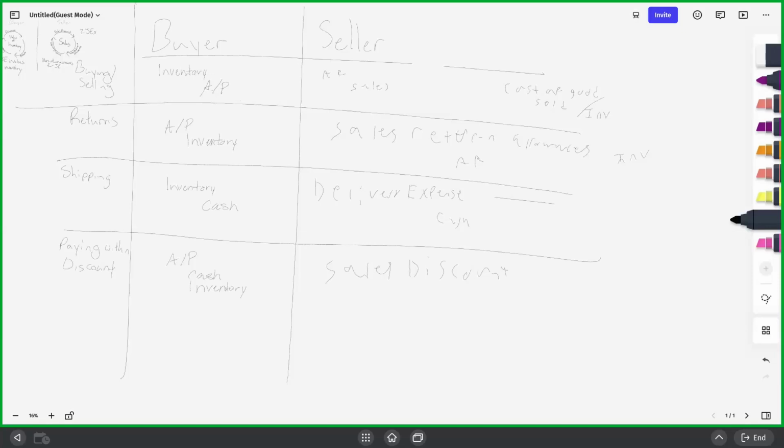Is it cash? Not cash, cost of goods sold. Because you have to think about it, there were two of them. Yep, for these two specifically, for buying and selling your returns, as a seller, you have two separate journal entries.